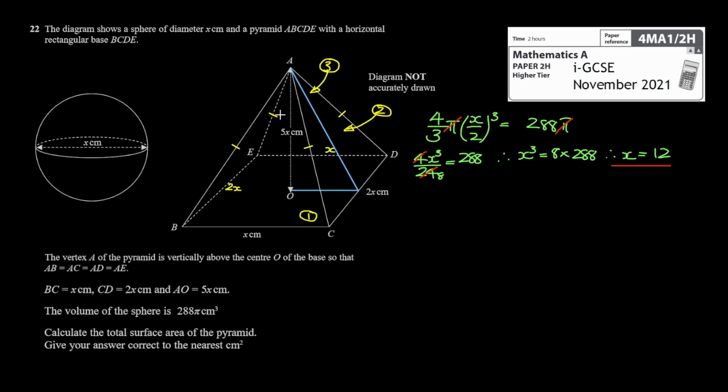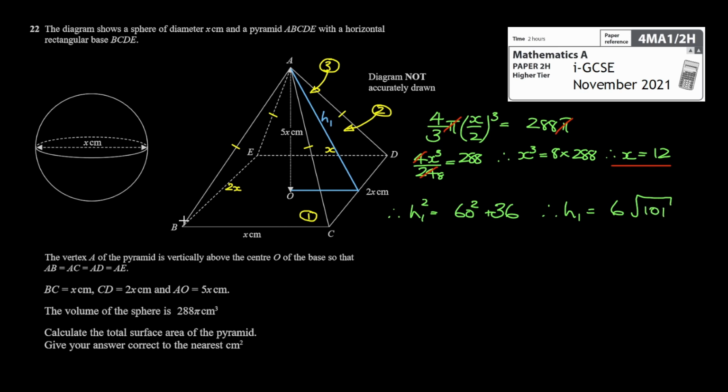And to find that, we can form a right angle triangle. We know the height of the pyramid, and we know this distance to be x over 2. So we can use Pythagoras to find this. Let's call this h1. Okay, therefore, h1 squared is equal to 5x squared. Well, we know x is 12, so this is 60 squared, plus half of x squared, which is 36. And if you work that out, h1 is equal to 6 root 101.